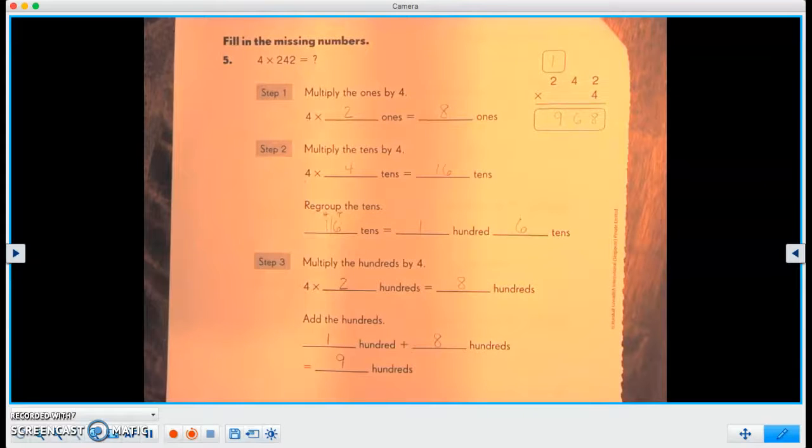So our answer for 4 times 242 equals 968.